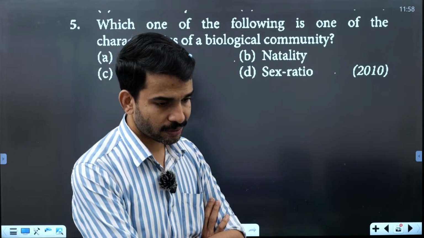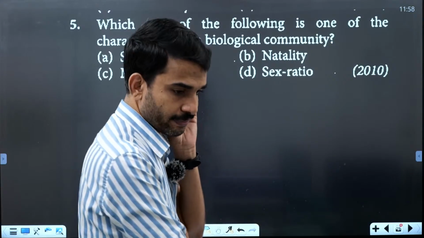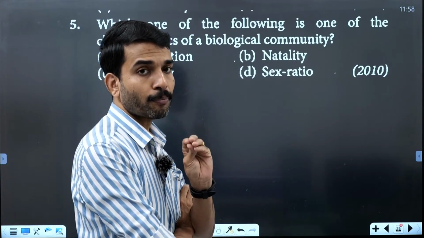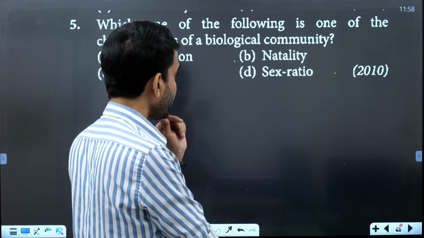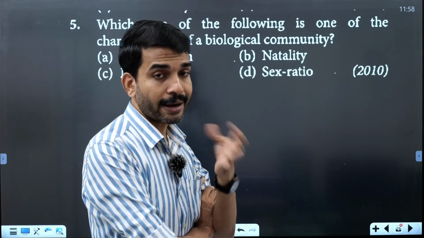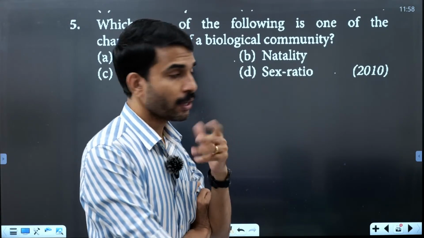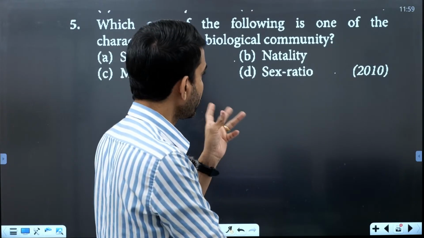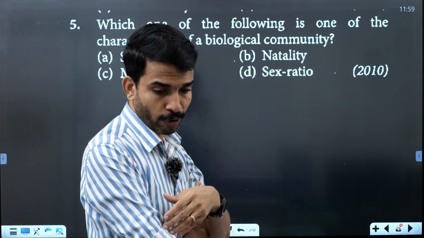Yes, Shreya, okay. Correct answer is A. Correct, Anaga. Stratification is the feature, a structural component of a community. But others, natality, mortality, and sex ratio, are the features of population, right? Attributes of population. Coming under that, you heard all those properties, right? Natality, mortality, age distribution, sex ratio, population density. There are a number of features, right?